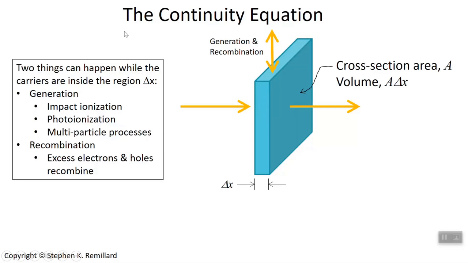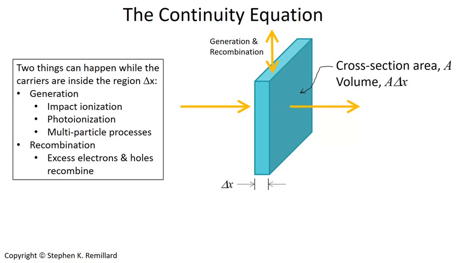If we add to them, that's generation, and it can be done through a variety of processes. There's impact ionization, which we mostly consider, which is a moving carrier hitting a silicon atom and ionizing it. But there's photoionization, which we're going to be considering later in this chapter, where a photon strikes an atom and creates an electron-hole pair. There are also multi-particle processes like Auger, A-U-G-E-R, pronounced Auger, electron generation, and other multi-body processes.